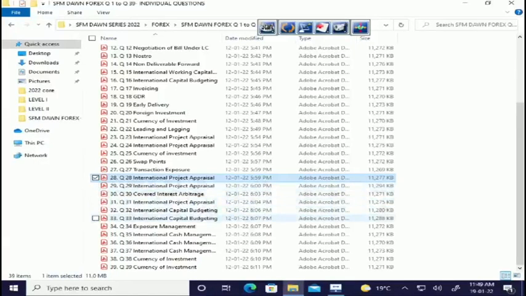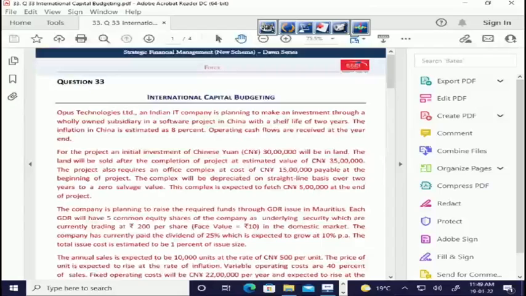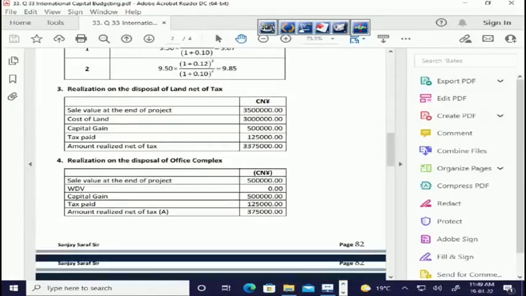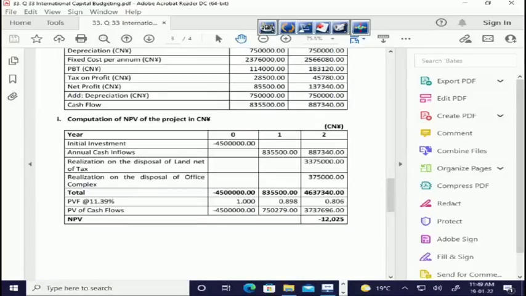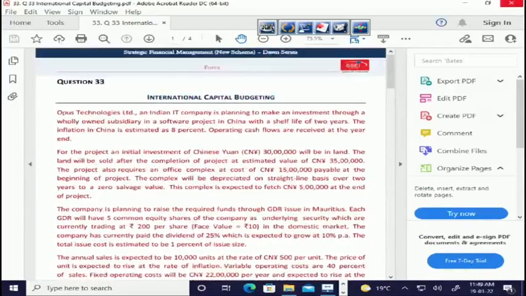I think the main sum, the sum of the day, was question number 33. Yeah, 33 is also a case study type sum. You have to take your own call, which is there in the Challenges series. So for International Cap Budgeting, I will be sharing with you my Challenges series. You have the choice of whether to do them or not.